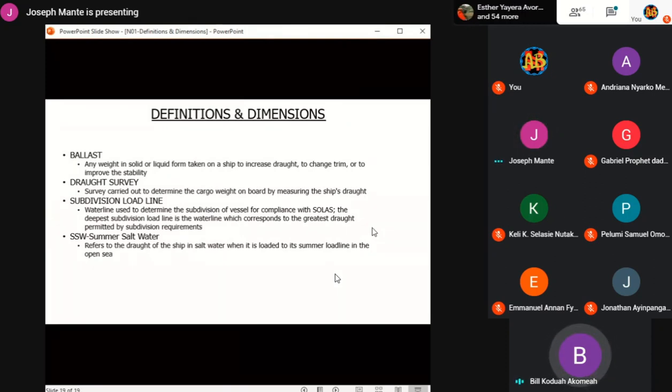Please, another question. Yes. I watched a movie, and when they were at sea, there was a storm. They threw some of the cargo overboard. Is it because they didn't calculate it well, or because of the circumstance? Yes, because of the circumstance there.